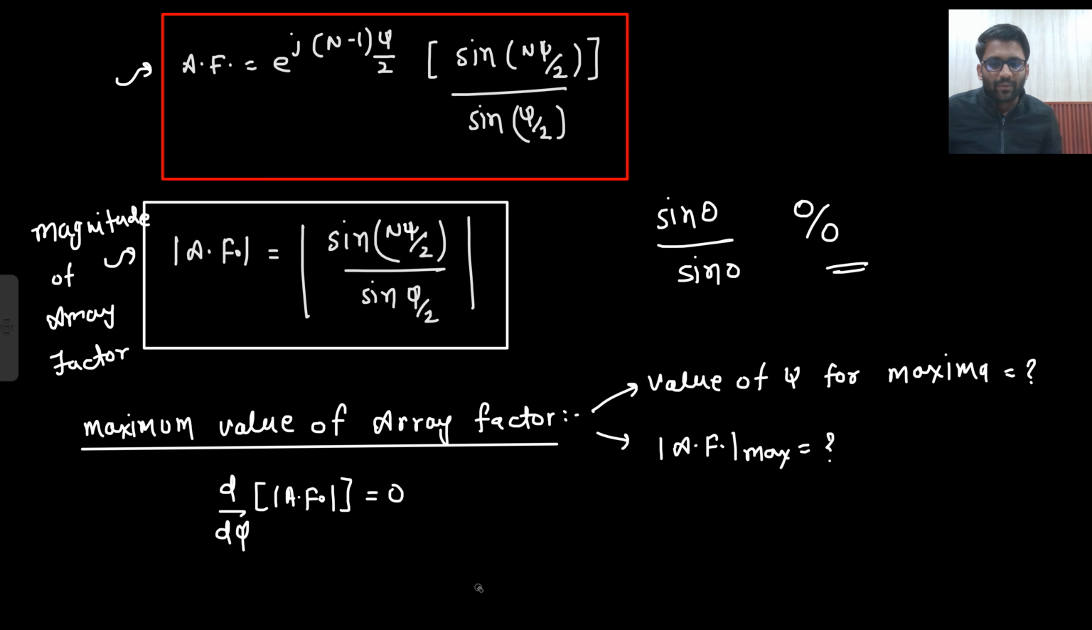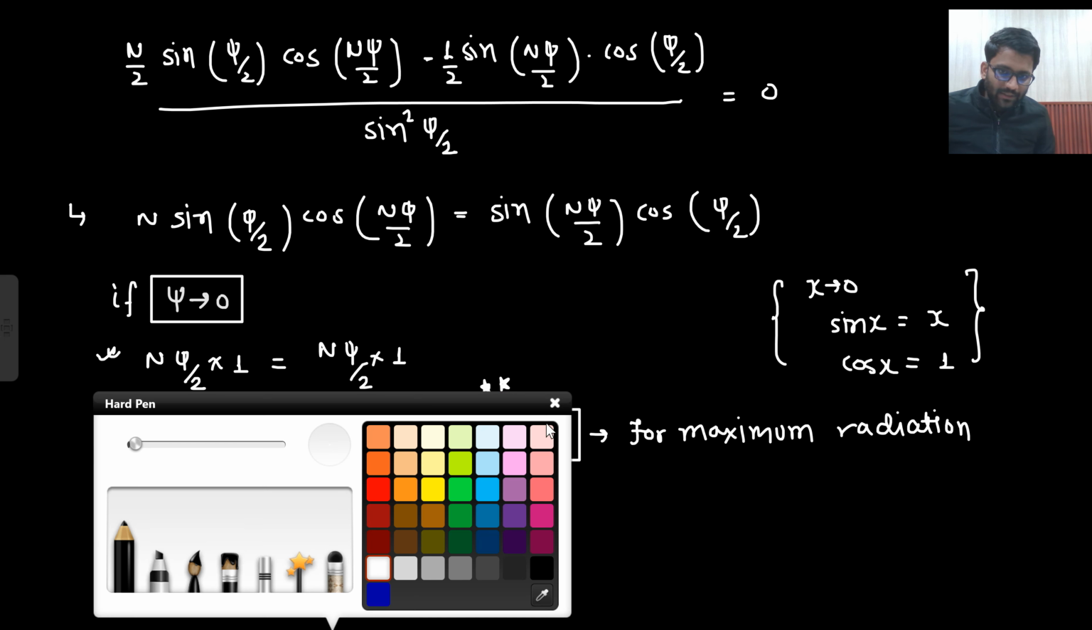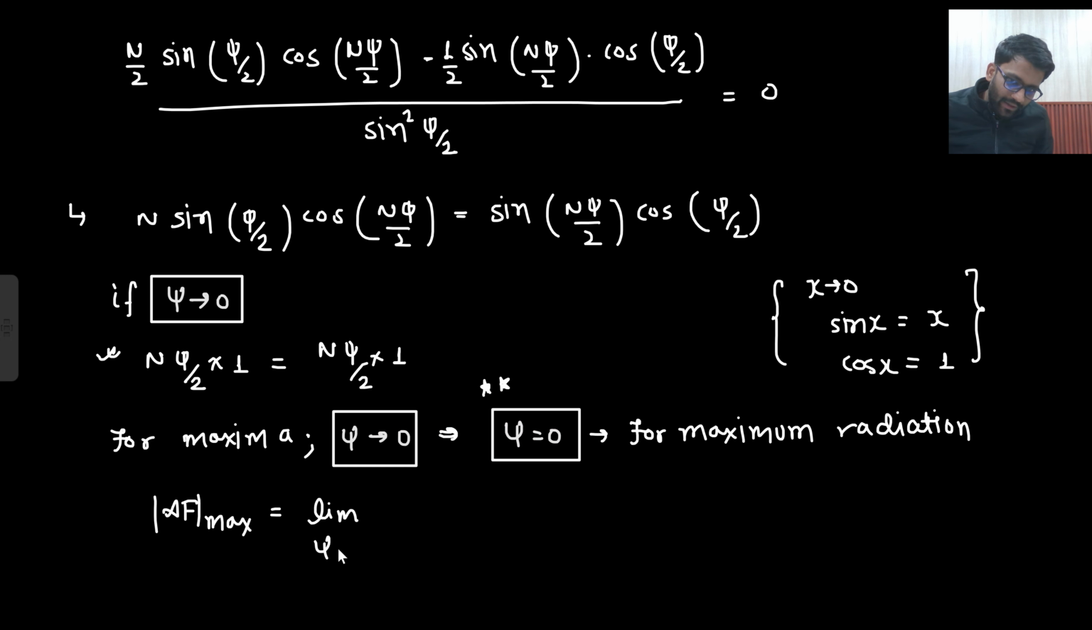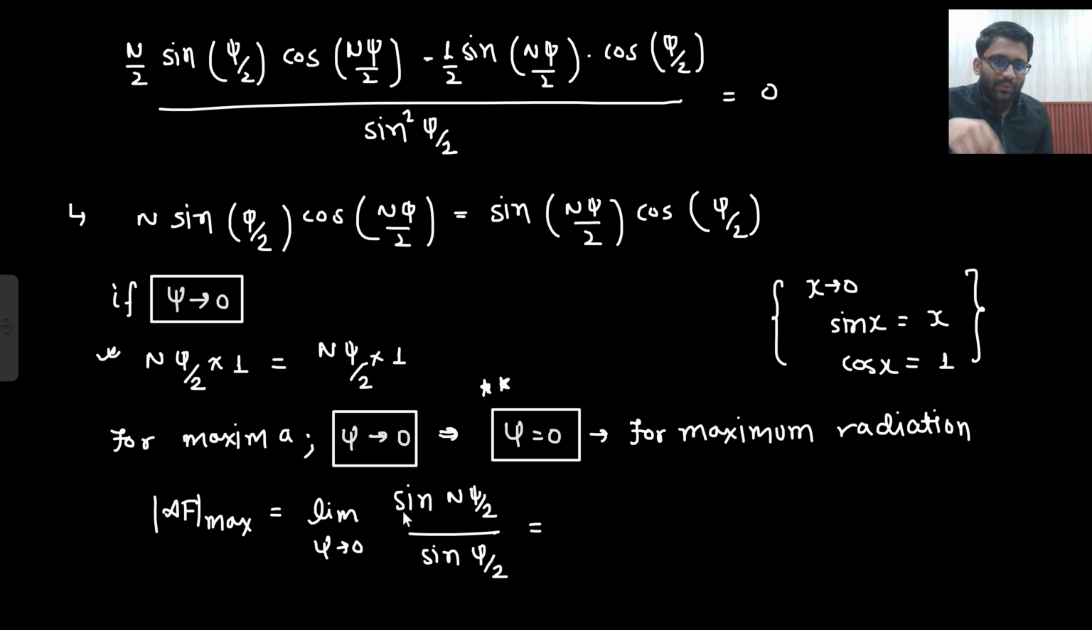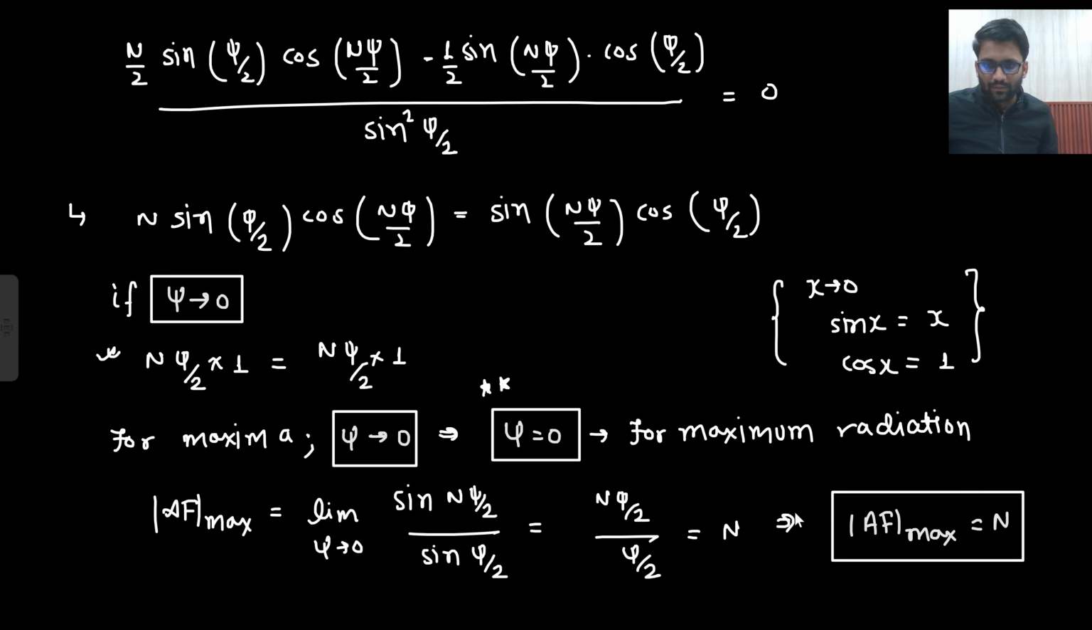Either I can differentiate, but forget about differentiating. What I can do is, what we have studied, that the maximum you will get is for the limit phi tending towards 0 of sin n phi by 2 divided by sin phi by 2. Now if phi is tending towards 0, then sin n phi by 2 can be replaced with n phi by 2 and sin phi by 2 can be replaced with phi by 2. So what value are you getting? n. So from here, what did you understand? The maximum value of array factor is n. So this is another point.